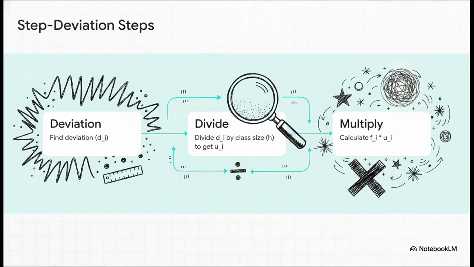It's a really simple 3-step algorithm. First, find your deviation, just like before. Second, divide that deviation by the class size h to create a brand new microscopic value we call ui. And third, multiply that tiny ui by your frequency.